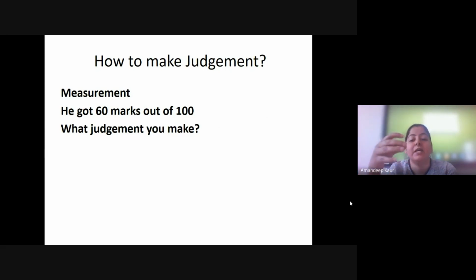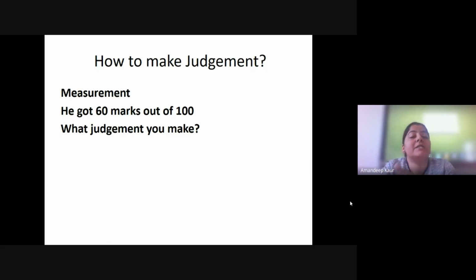So when I say, what judgment do you make when I give a statement that he got 60 marks out of 100? One may say that maybe the paper is complex, or maybe the questions given in that particular written exam are a bit difficult compared to the level of the student. Students are not able to get 80 or 90 marks, but at least they are able to pass that particular subject. Another judgment from this general statement may be that the student's aptitude is not very high, which is why the student is not able to get a good score.